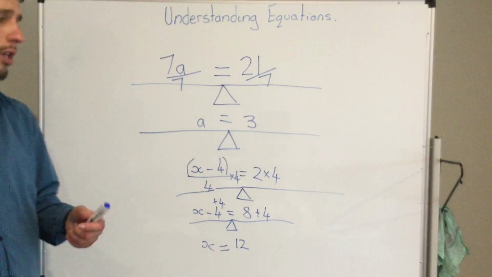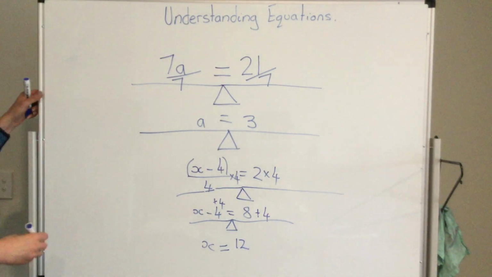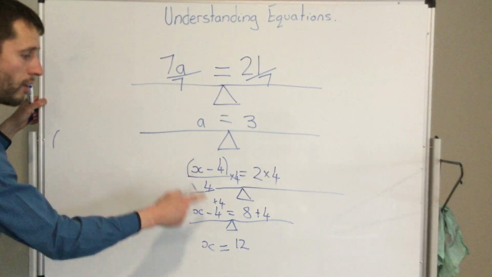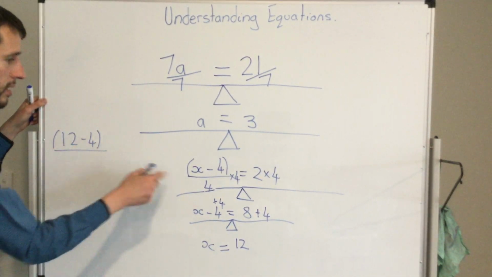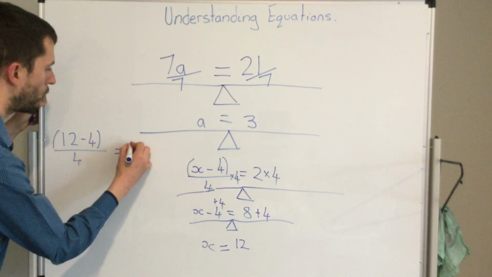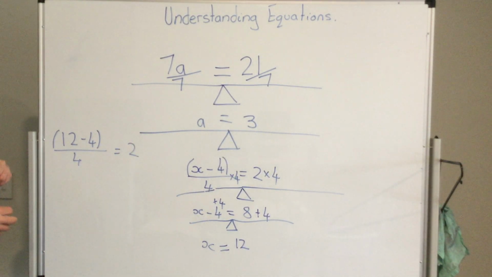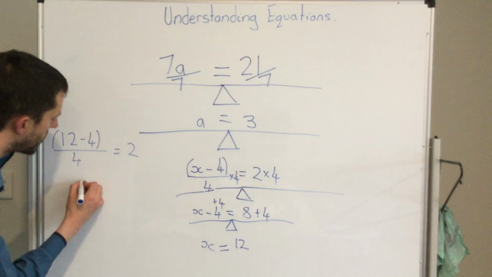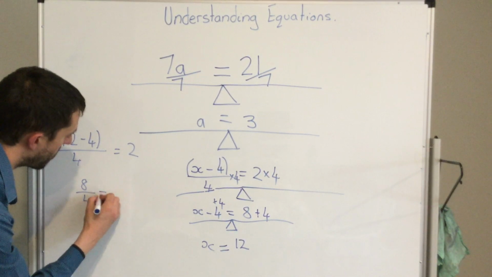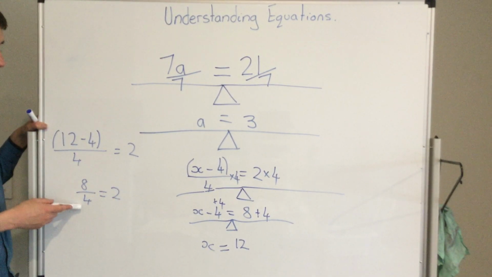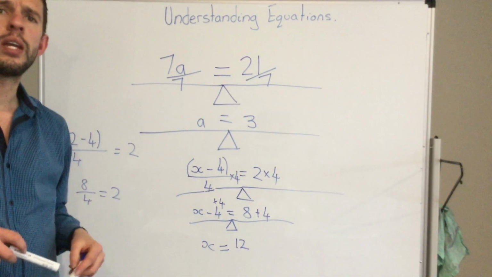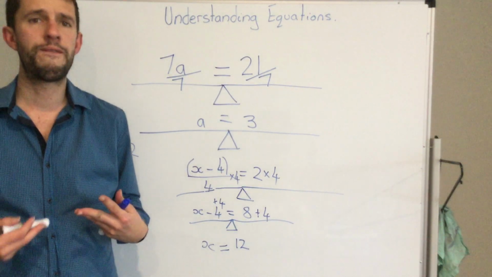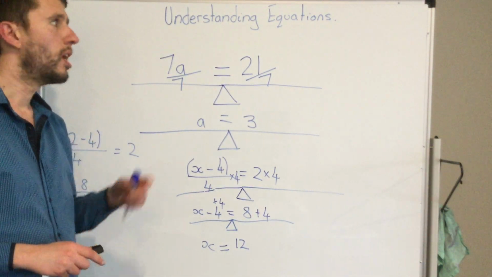Now the best thing that we can do, which I'm going to do on this side, is double check my answer. So I know x is 12. 12 take 4 divided by 4 equals 2. Let's double check that now. That's the best thing about equations, we can check our answers. 12 take 4 equals 8. So I'll rewrite my question. Now 8 divided by 4 equals 2. So there we go. That is how we work out and find unknown values of an equation.